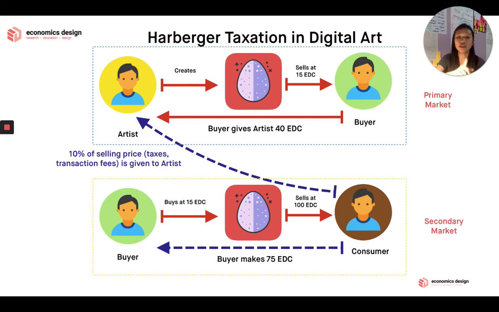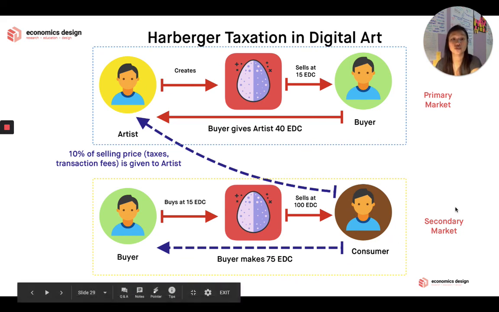And someone says, well, I really love this artist too. I've been following him, and I think your egg valued at 100 coins is something that I want to buy. So he buys it for 100 coins. Now the difference is 75 coins, right? And so basically the buyer gets to keep 75 coins. But because now we introduce a new model where 10% of the transaction goes to the artist, 10 tokens will actually go to the artist.